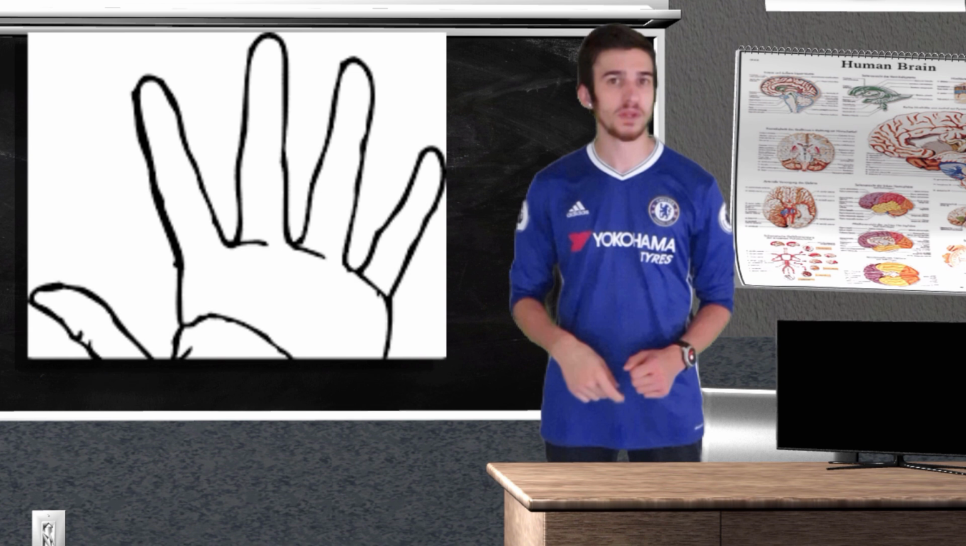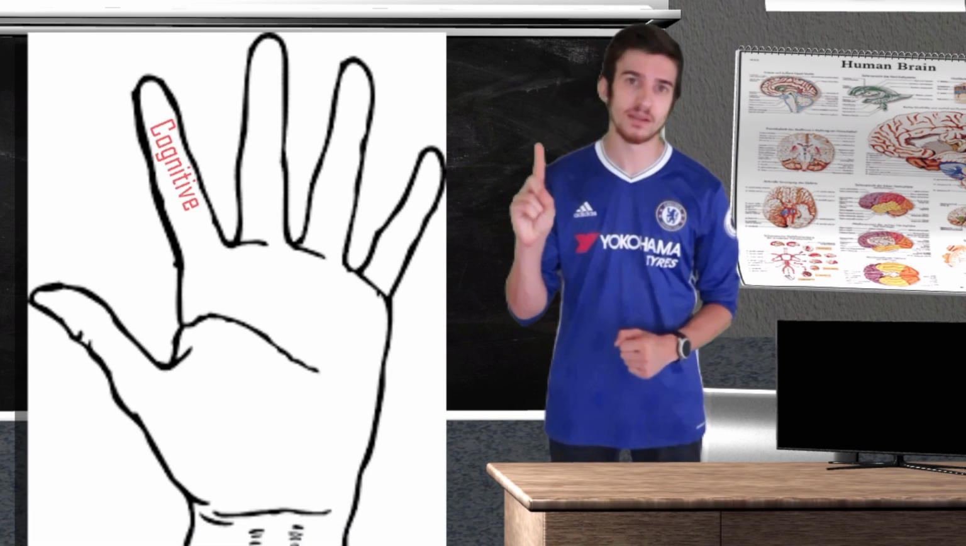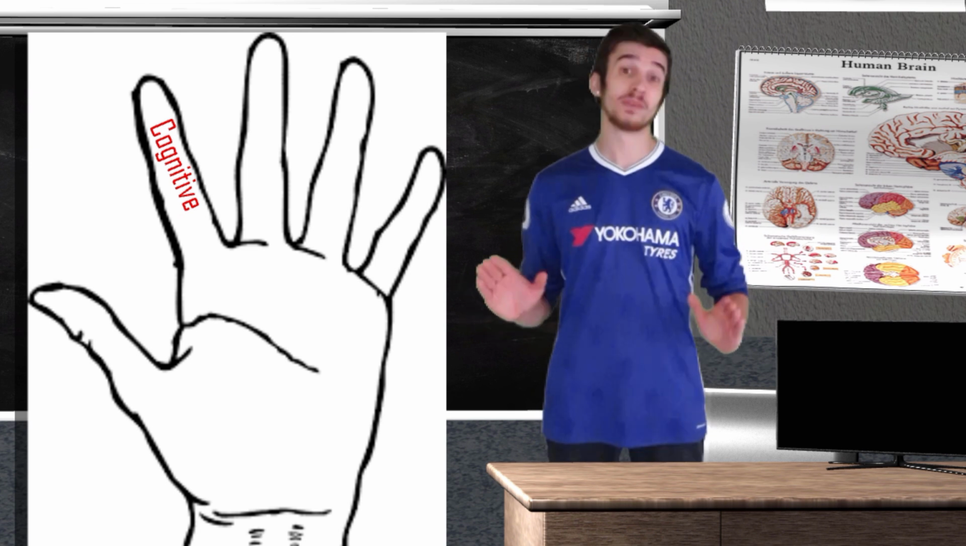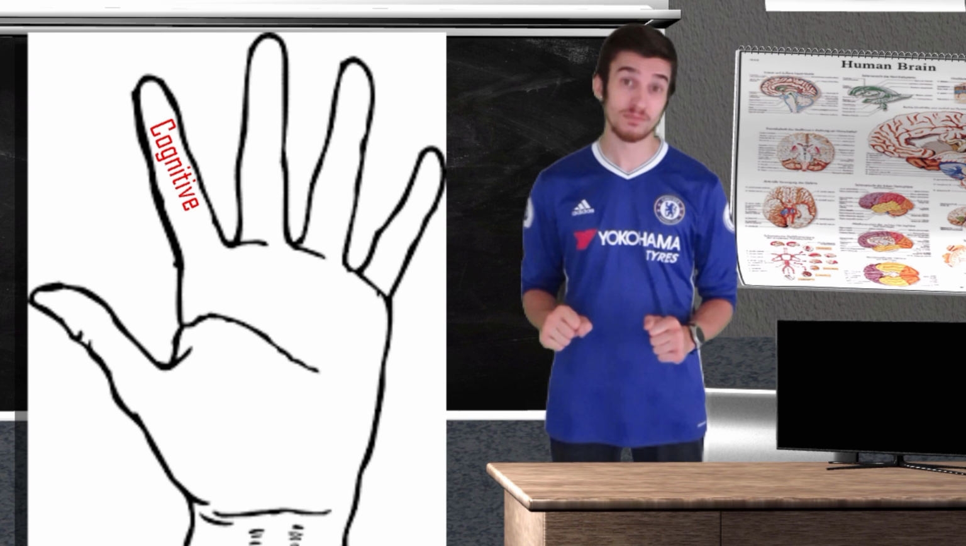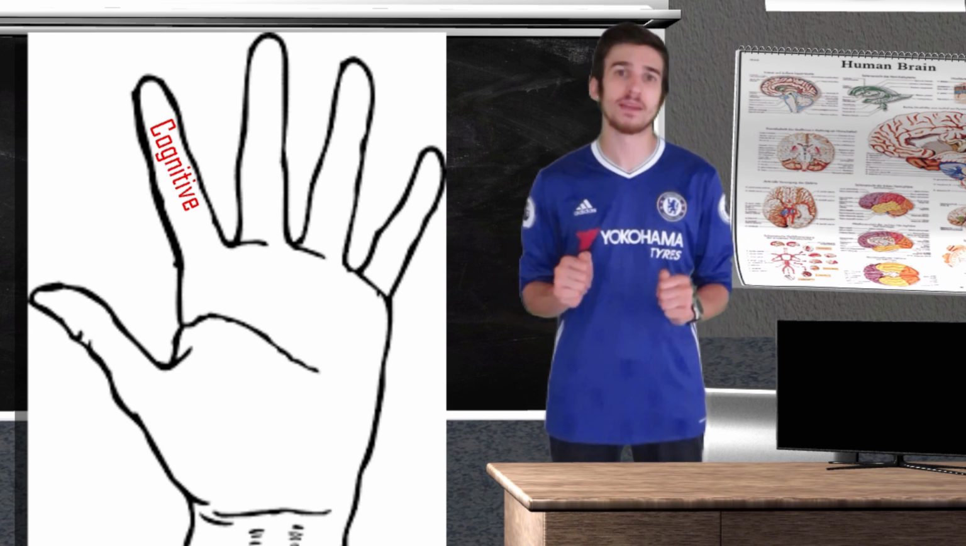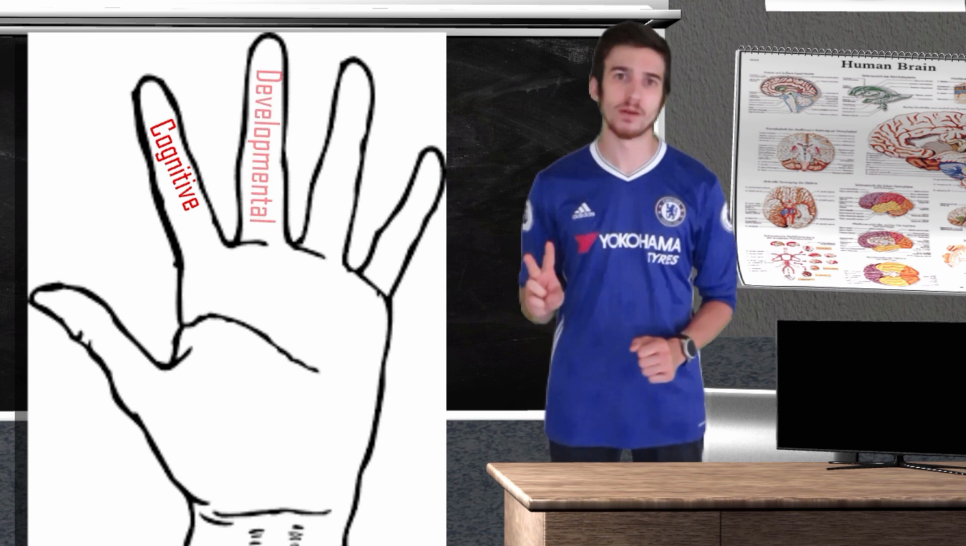When thinking, we tap our index finger to our head. This represents the cognitive domain, which is our thought process. Alright, so I never recommend you do this, but if you were to raise your middle finger at someone, this would be considered a bad behavior in many cultures. This could represent our behavioral perspective of psychology, which falls under the developmental domain.